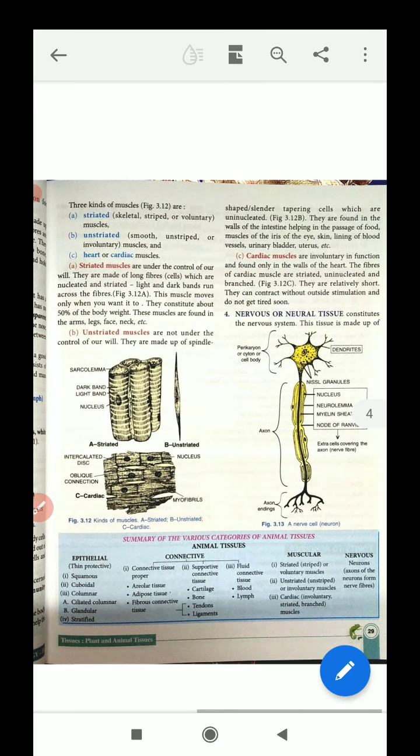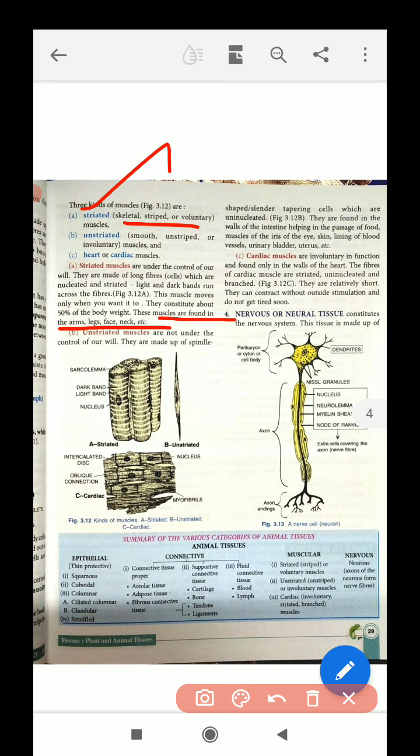So muscle tissue is of three types. You are well known about it: striated, unstriated, and heart, cardiac. Striated muscle, you already have the idea, means skeletal or voluntary. Unstriated means involuntary, meaning actions not in our control. And the third is the heart or cardiac muscle. Striated muscles are those we can control, for example in the arm, leg, face, and neck. They are the muscles that we can contract and expand. That is voluntary, and they are the skeletal muscles.